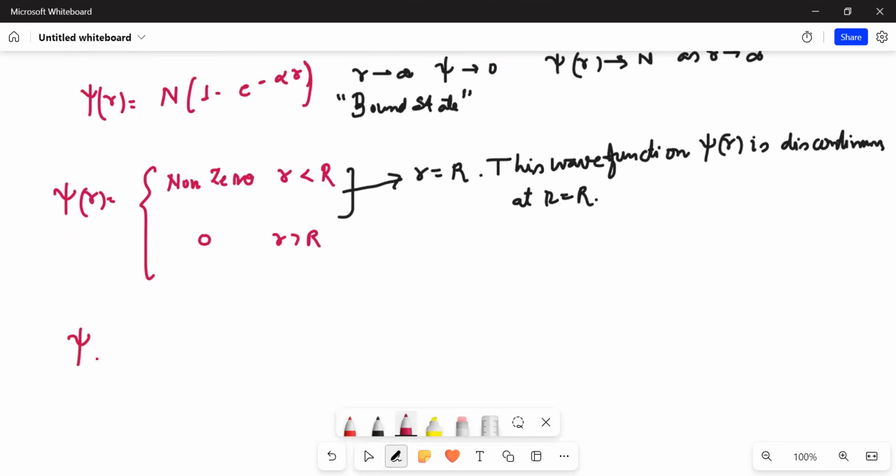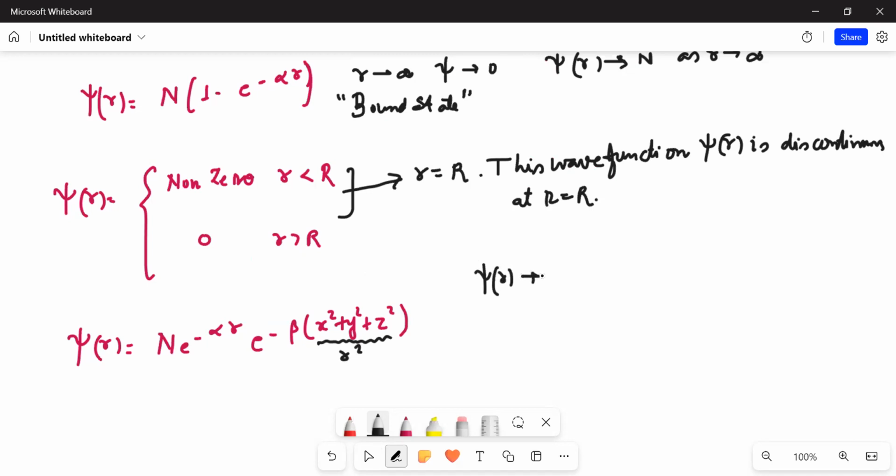Do you think this wave function represents a physically realizable wave function for a bound state? Indeed, it does. Because this eventually can be written as r square. Basically, as r tends to infinity, we know that this would go to 0, because this is e to the power minus beta r square, and this is e to the power minus alpha r.